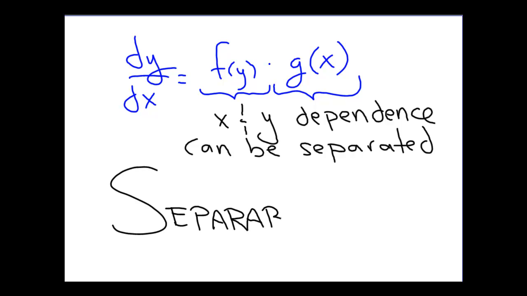When this occurs, when we are able to separate out the x and y dependence into two separate factors, into two separate pieces, we say that the differential equation is separable. And this is good news for us when we go to attempt to solve these differential equations. We actually can do something about that. So let's take a look at some examples. We won't go through and solve all of these, but let's look at a few examples of differential equations that may or may not be separable.